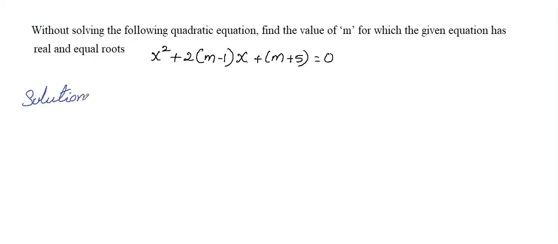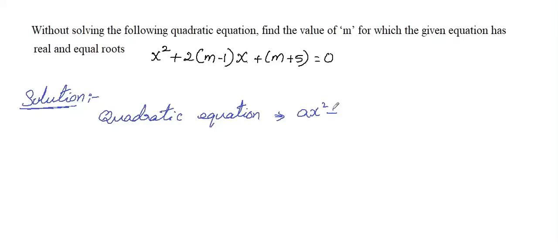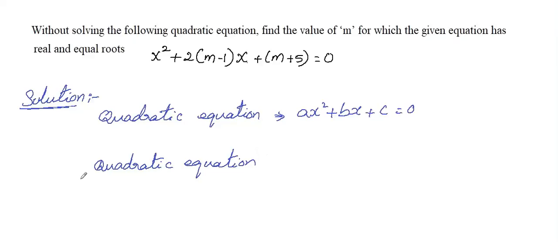Let's solve the question which I have written on the whiteboard. A given quadratic equation is x square plus 2(m minus 1)x plus m plus 5 equals to 0. So here we need to find the value of m, and the given condition is the quadratic equation has real and equal roots.